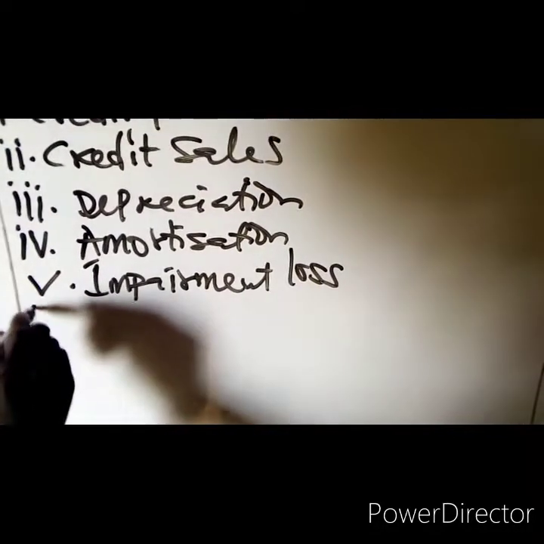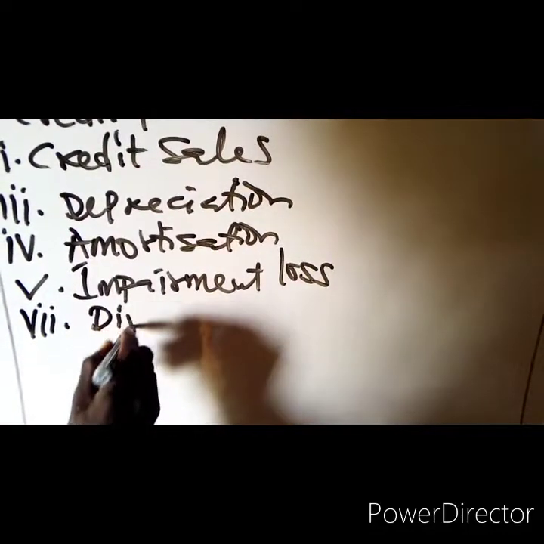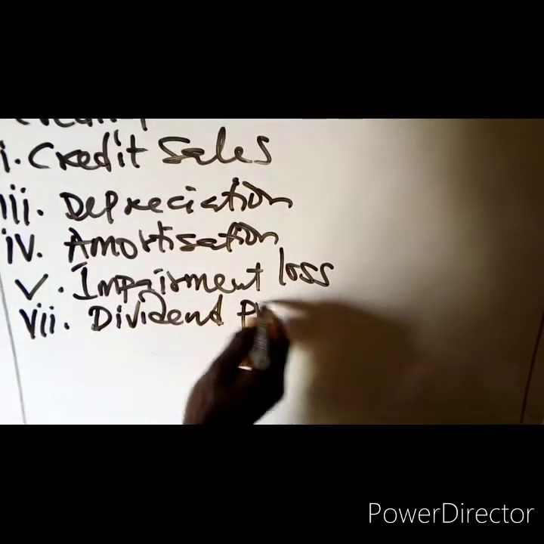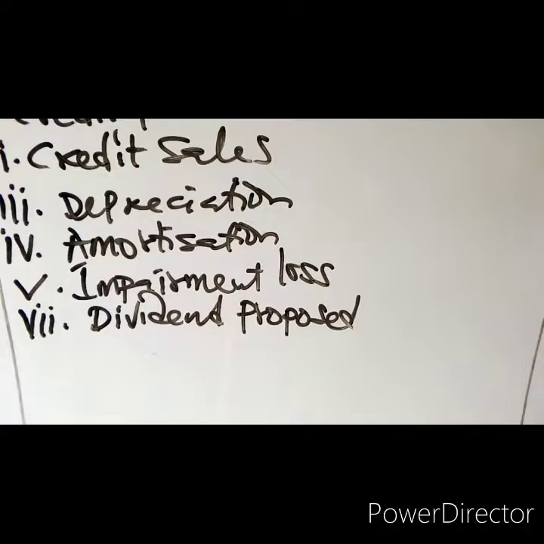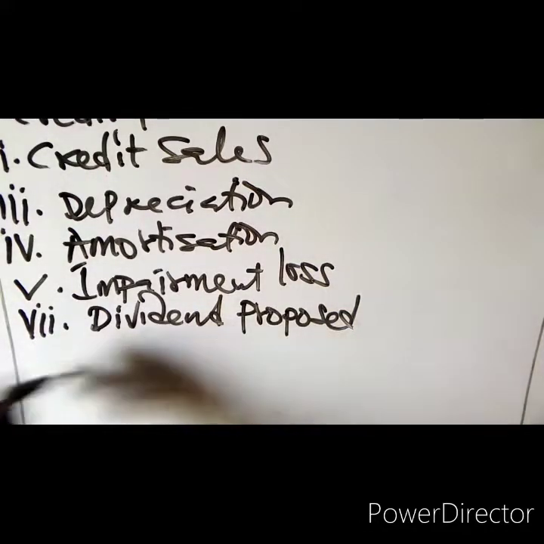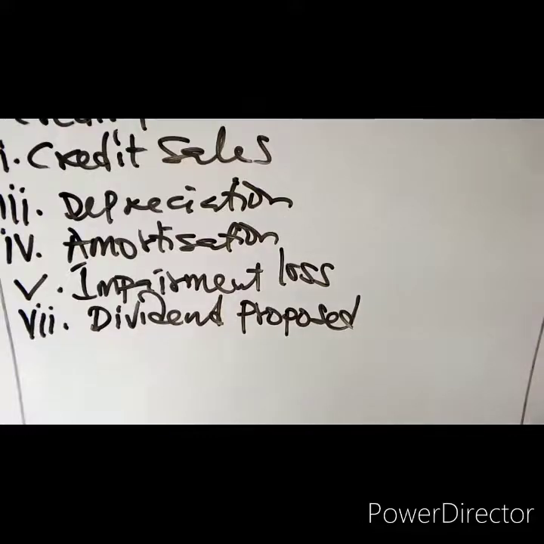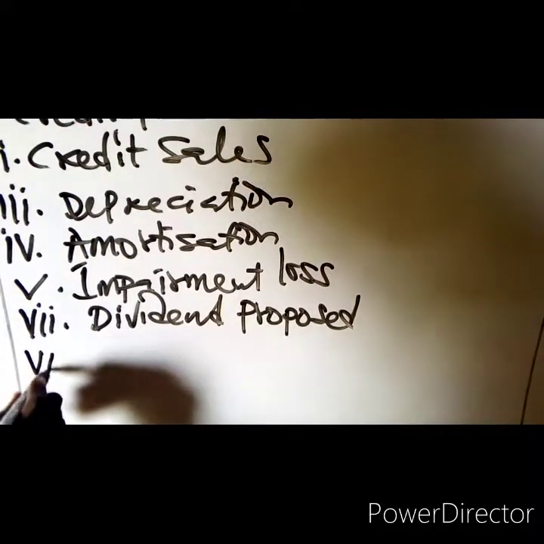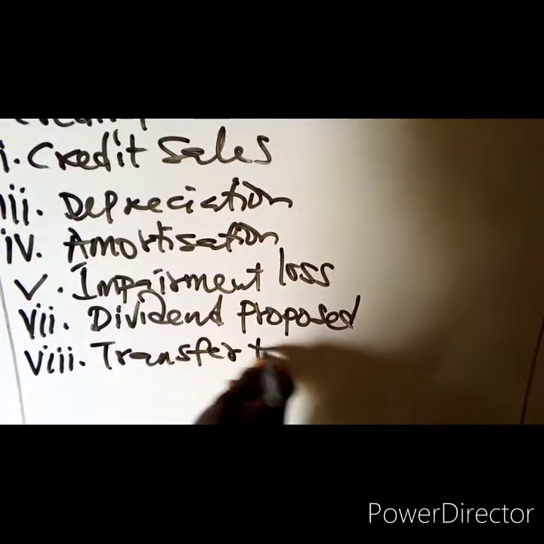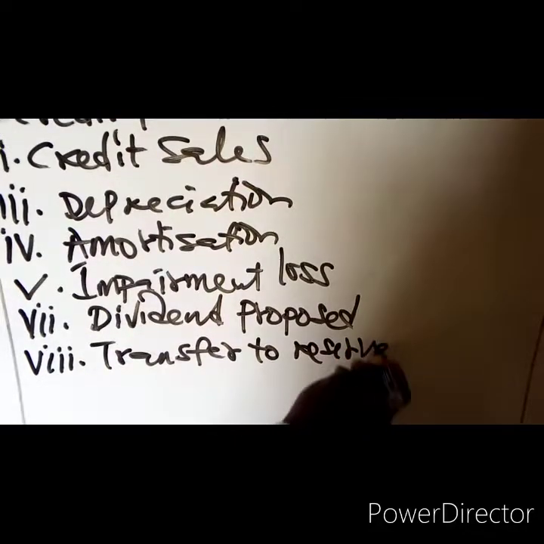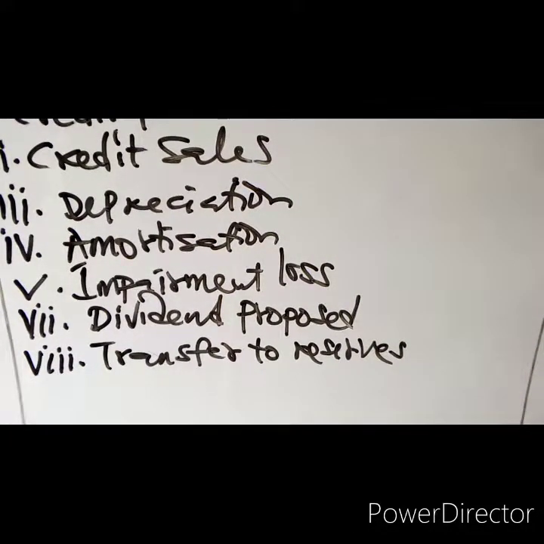Number six, the dividend proposed. Dividend proposed should not be entered or recorded in the cash budget, but dividend paid will be recorded in the cash budget. Number eight, appropriation of profit, such as transfer to reserves or revaluation reserves, should not be entered in the cash budget.